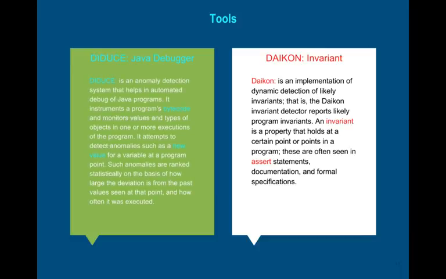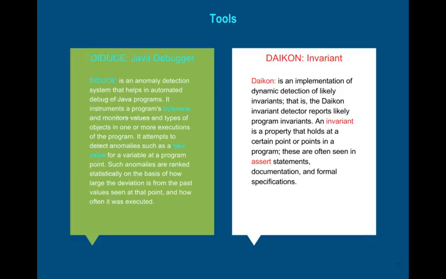For the tools, first DIDUCE. This is a Java debugger, an anomaly detection system that helps in automated debugging of Java programs. It instruments a program's bytecode and monitors values and types of objects in one or more executions of the program. It attempts to detect anomalies such as new values for a variable at a program point. Such anomalies are ranked statistically on the basis of how large the deviation is from the past values seen at this point and how often it was executed.